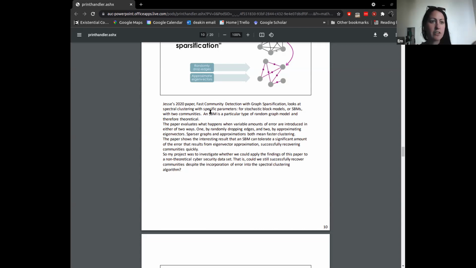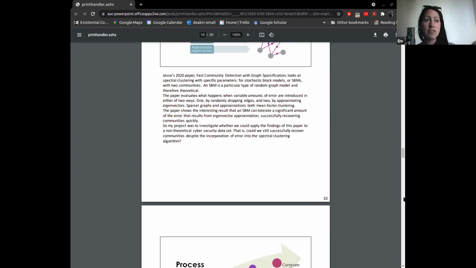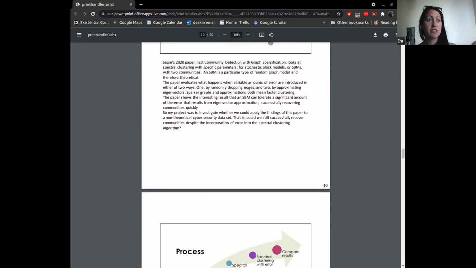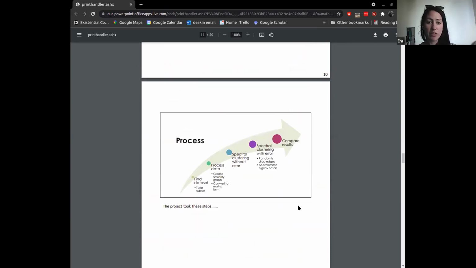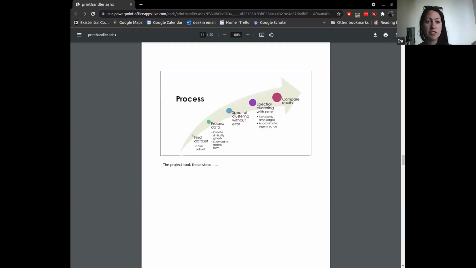And the paper found a very interesting result, that an SBM can tolerate a significant amount of the error that results from eigenvector approximation. So yeah, the project last summer looked at whether we could apply this to a non-theoretical cybersecurity data set. So the process started with finding the data set and taking a subset. Then we processed the data, and then we performed spectral clustering both with and without error, and then we compared the results.